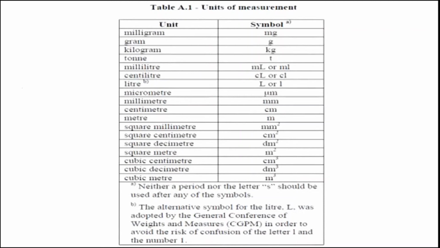So these are the units of measurement. We have milligram, gram, kilogram, ton, milliliter, centiliter, liter, micrometer, millimeter, centimeter, meter, square meter, and so on. We are using the letter L for liter, milliliter, centiliter, and others. The capitalized L is okay, in order to avoid the risk of confusion between the letter and the number one. So we could use capitalized L.